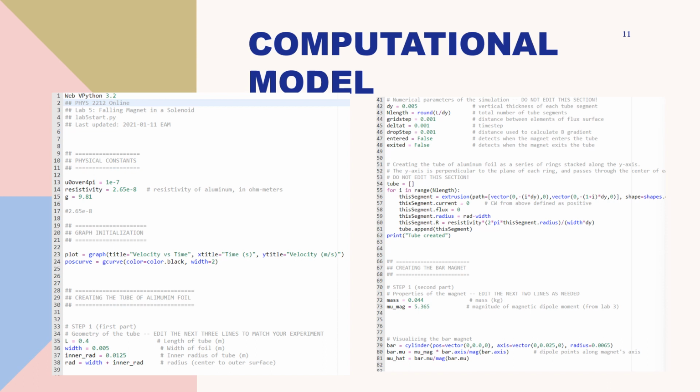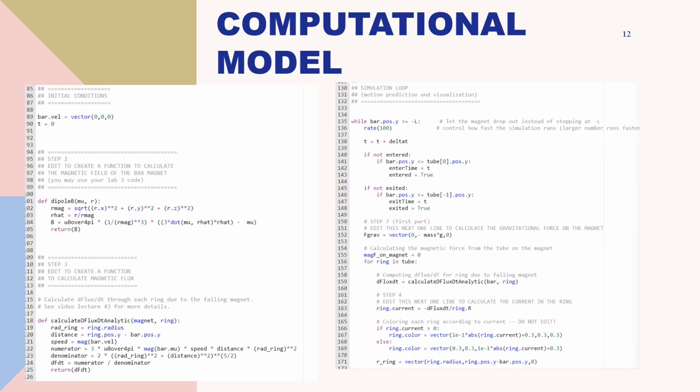With this created, we now create the bar magnet. We put in the properties, and then we actually visualize it here. On the next slide, we then define initial conditions with the magnet having a velocity of 0 at time equals 0. We now create a function to calculate the magnetic field, which was pulled from my code from Lab 3. And we create a function to calculate magnetic flux using the equations previously discussed. And now the simulation loop is defined here.